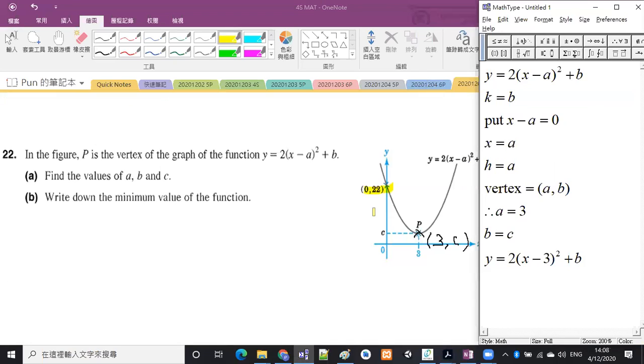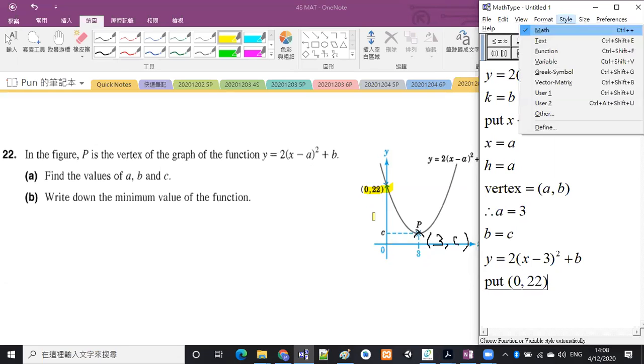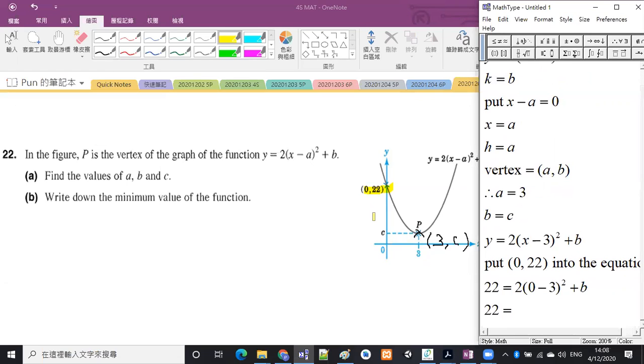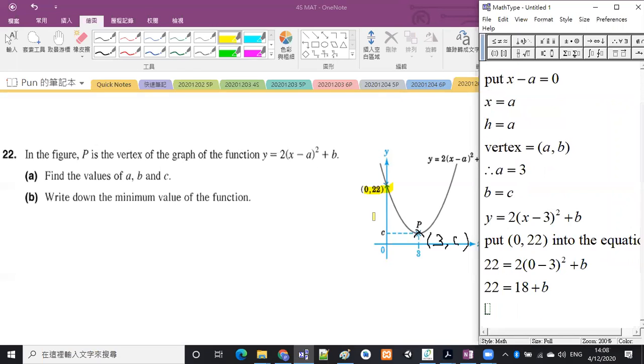If it is a point on the graph, then we can substitute the coordinates of the point into the equation of the graph. Okay, so we are going to put (0, 22) into the equation. Okay, so 22 is equal to 2 times (0 minus 3) bracket square plus b. Okay, and then 22 is equal to 2 times 9, that is 18 plus b. And then we can find the value of b directly. B is equal to 4.